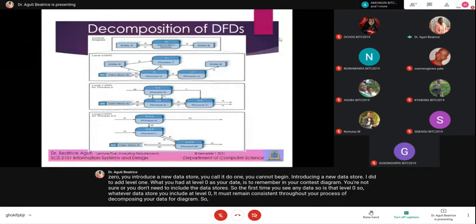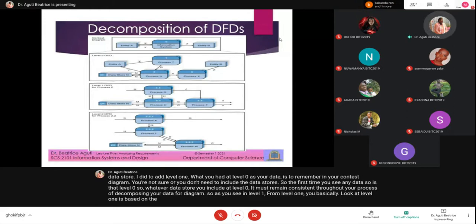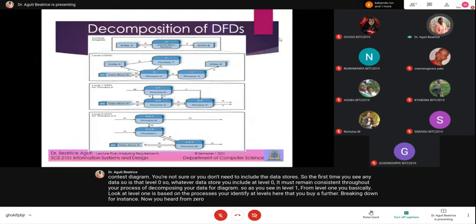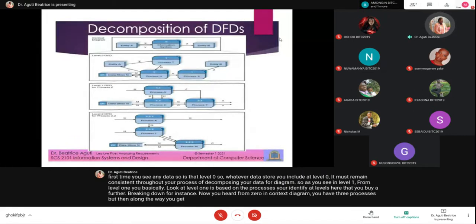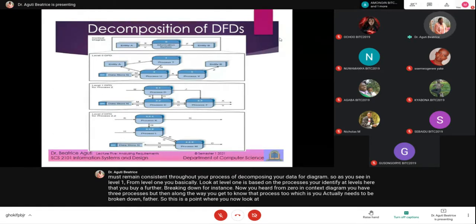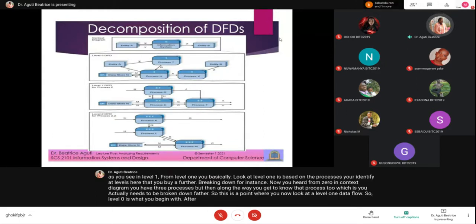So as you see, level one is based on the processes you identify at level zero that require further breaking down. For instance, from the context diagram you have three processes. But then along the way, you get to know that process two, which is U, actually needs to be broken down further. So this is a point where you now look at a level one data flow. So level zero is what you begin with after you've drawn your context diagram.